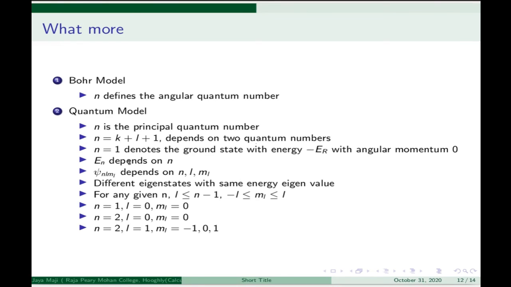Although En depends on one quantum number n, the eigenfunctions depend on the quantum numbers. As we know, the possible solution would be of this form, which is psi of n, L and ml. So there could be different possible eigenstates with the same energy eigenvalue. Let us see how.